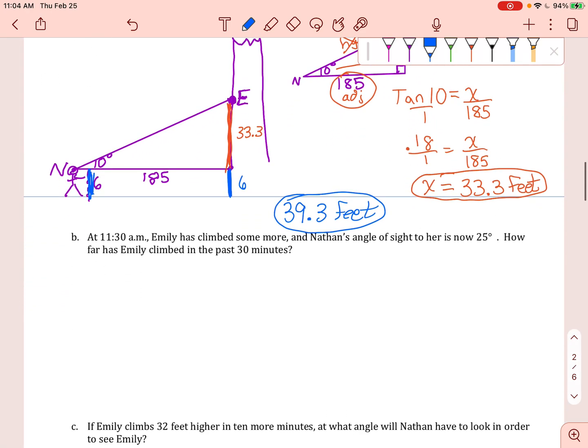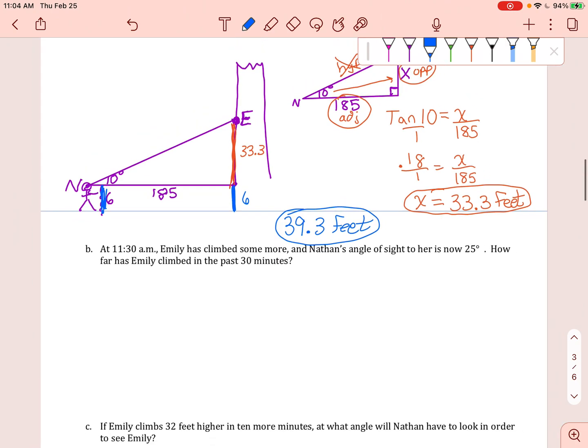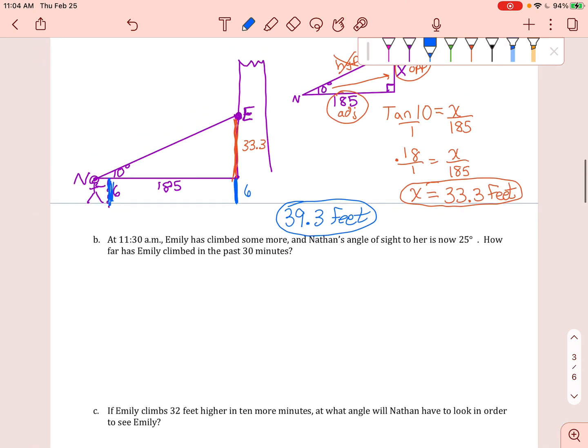Okay? At 11:30, Emily has climbed some more. Okay, so here's our picture again. So you have Nathan standing on the ground. Here's Nate Dog. Okay, he's still standing the same distance away. Here's your mountain. He's still standing 185 feet away. This is forming a right angle, we're hoping. And Emily has climbed higher, so she's way up here now at the top.